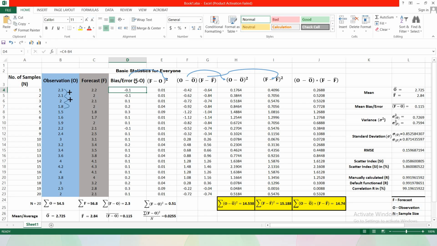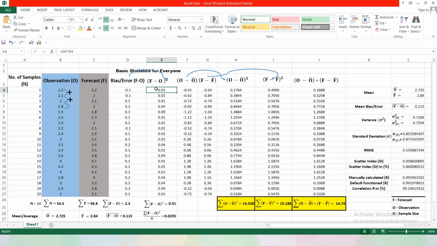Now the next column is named bias or error, that is F minus O. Here F stands for the forecast and O stands for the observation. So this column indicates the difference between the observation and forecast. If I place the cursor here, you can see C4 minus B4. C4 is the forecast value, 2.2, minus B4, the observation value, 2.3. So the difference is minus 0.1.